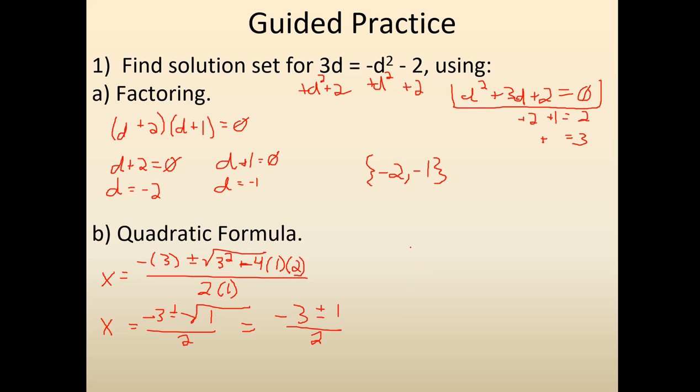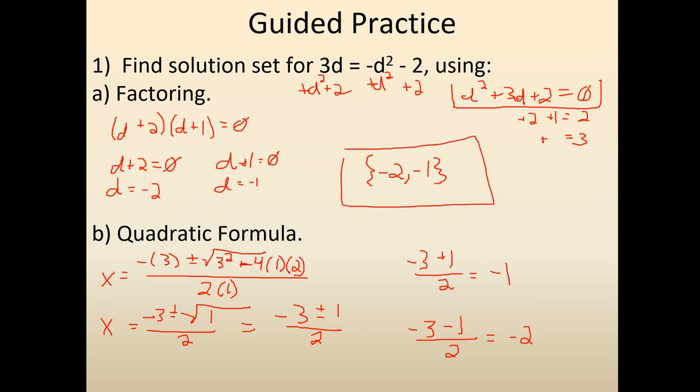So I get negative 3 plus 1 over 2, which if I do this, I end up getting negative 1. Or I could do negative 3 minus 1 over 2, because remember, the plus or minus I have to do both times. So this will actually get me negative 2. So either way, I get the exact same answers. Of course, showing the work, it's going to take a lot longer sometimes to show the quadratic formula, but you'll always get it right as long as you do the plus or minus.